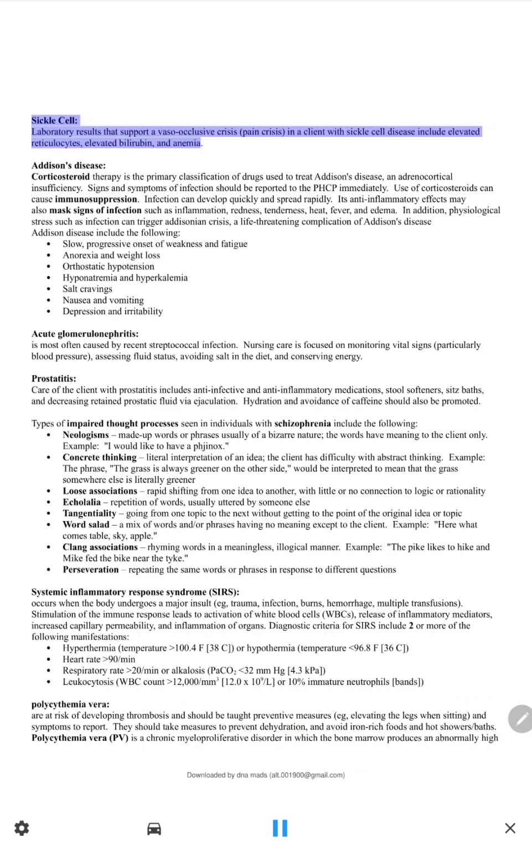19,001,587. Sickle cell. Laboratory results that support a vaso-occlusive crisis, pain crisis, in a client with sickle cell disease include elevated reticulocytes, elevated bilirubin, and anemia.